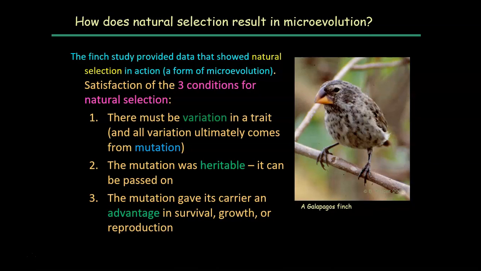Okay? And then third, the mutation must give its carrier, whoever inherits it, an advantage in survival, growth, or reproduction, or some combination therein. Those are the conditions that need to be met for natural selection. See, that's not so hard, is it?